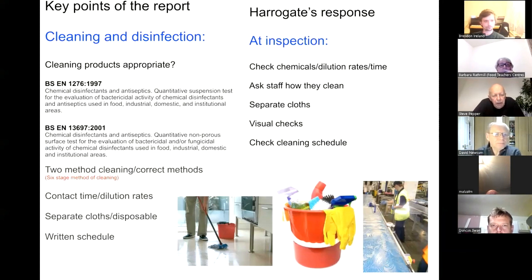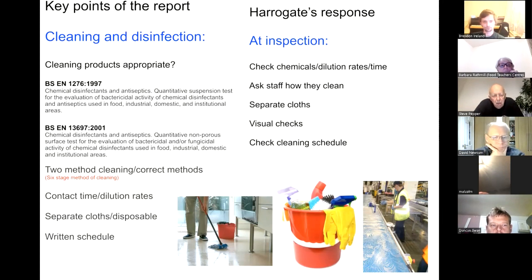So, cleaning and disinfection. Are the cleaning products appropriate? So, for disinfectants, you've got BS EN 1276, which came out in 1997. And then you've got BS EN 13697, which came out in 2001. The later one, BS EN 13697, is a little bit more involved and more effective.